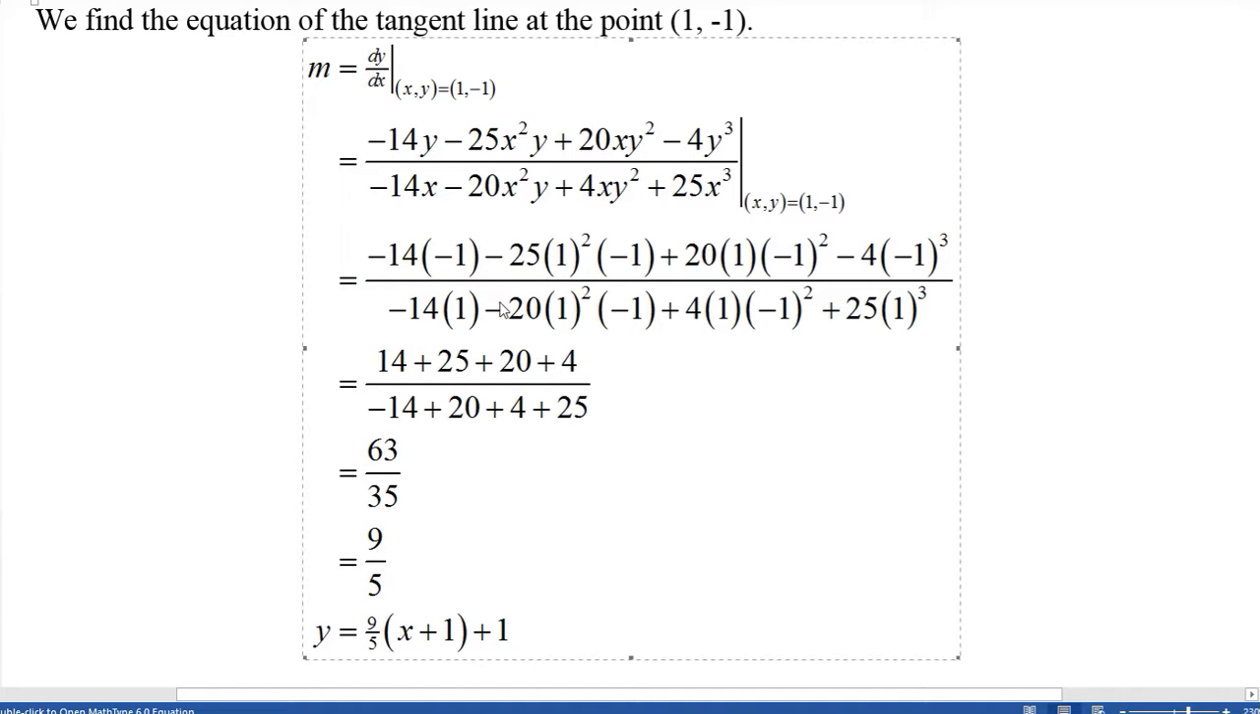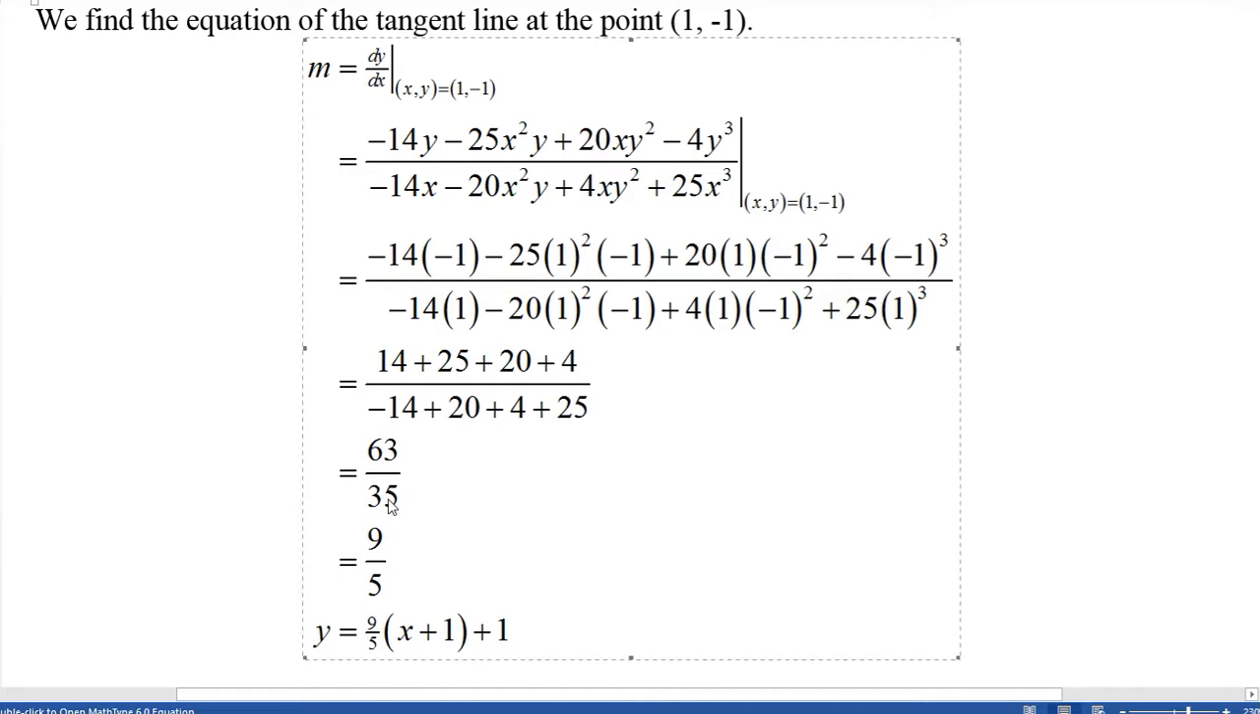Negative 4 times negative 1 is 4. Negative 14 times negative 1 is positive 14. Negative 25 times 1 squared times negative 1 is positive 25. 20 times 1 times negative 1 squared is 20. Negative 4 times negative 1 cubed, with 4 negatives altogether, makes a positive 4 there. Negative 14 times 1 is negative 14. Negative 20 times 1 squared times negative 1 is positive 20. 4 times 1 times negative 1 squared is also 4. And 1 cubed is 1 times 25 is 25. 14 plus 25 plus 20 plus 4 is 63. Negative 14 plus 4 plus 20 plus 4 plus 25 is 35.